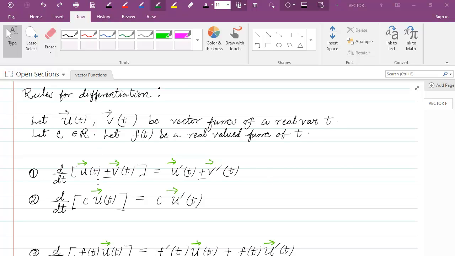Okay, rule number one is that the derivative of u of t plus or minus v of t is the same as the derivative of u plus or minus the derivative of v. So rule number one tells us that the derivative of a sum of vector functions is equal to the sum of the derivatives of the summands.